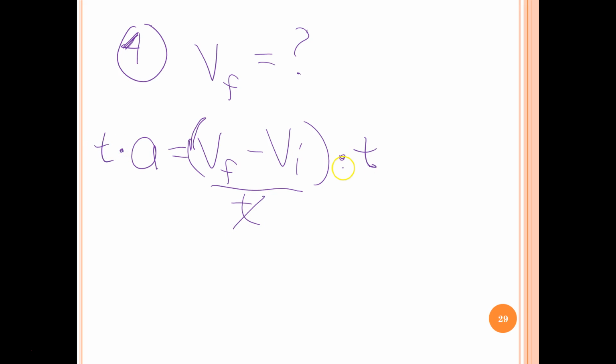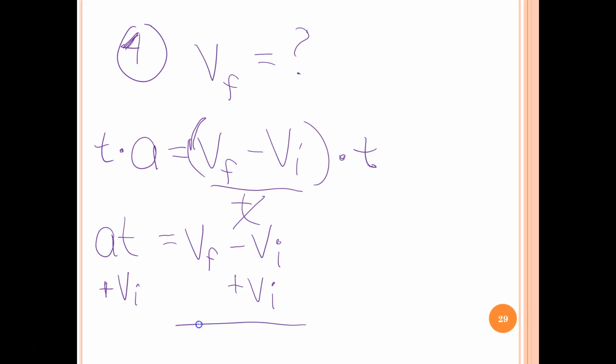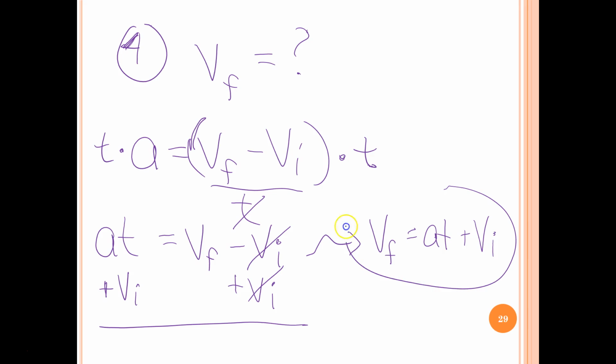Get it out of there. And that leaves us with, I'm going to write this how we usually write algebraic expressions in terms of alphabetical order, AT is equal to VF minus VI. Now we're trying to get VF by itself, and this VI being subtracted is keeping us from doing so. So we're going to add VI to both sides of the equation. And what that leaves us with now is VF is equal to AT plus VI.